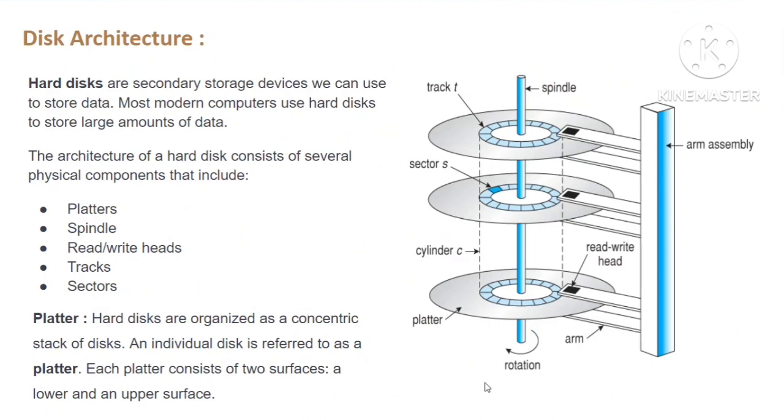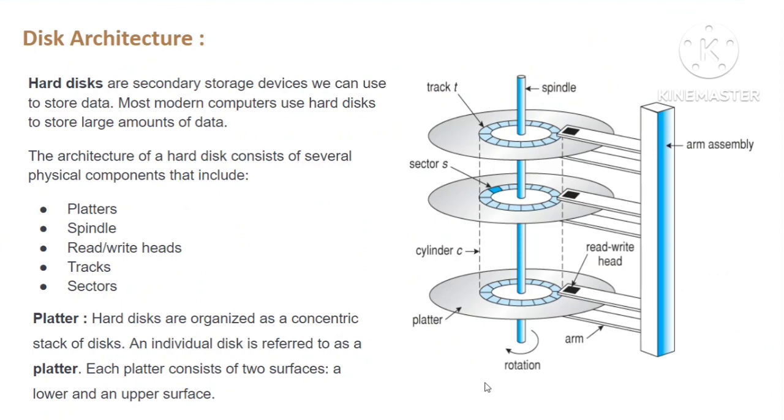Next is the disk architecture. Before discussing the disk scheduling algorithms in detail, we first have to learn the architecture of the disk. Hard disks are secondary devices we can use to store data. Most modern computers use hard disks to store large amounts of data. In the architecture of the disk, there are mainly five components: platters, spindle, read-write heads, tracks and sectors.